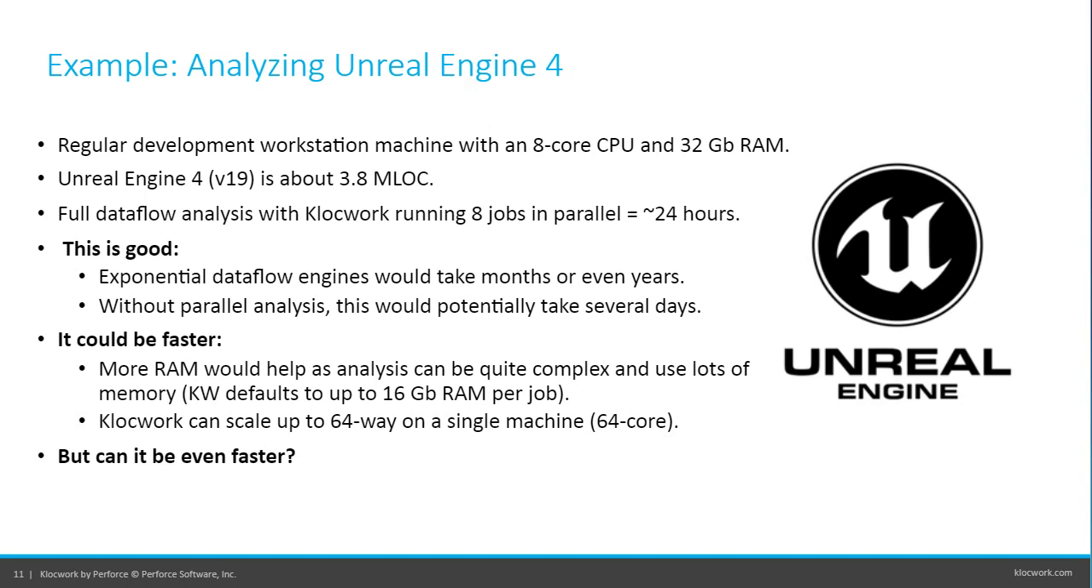And if we take an example for a moment, we recently did some analysis of the Unreal Engine 4, which is, I think, somewhere in the region of 4 million lines of code in total on version 19. The full data flow analysis, so analysis of every possible path through the system, with all of the symbolic data for each step, and working out this deep interprocedural analysis, on a fairly standard development machine that we used here, with 8 jobs running in parallel, so an 8-core machine performing the analysis, took around 24 hours, give or take.